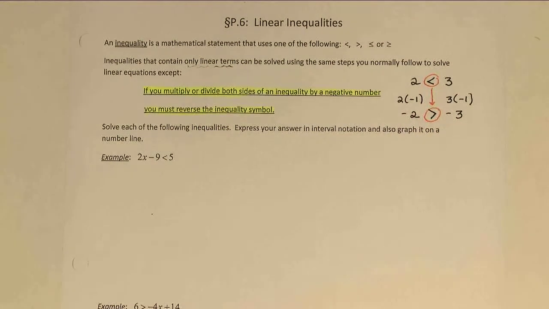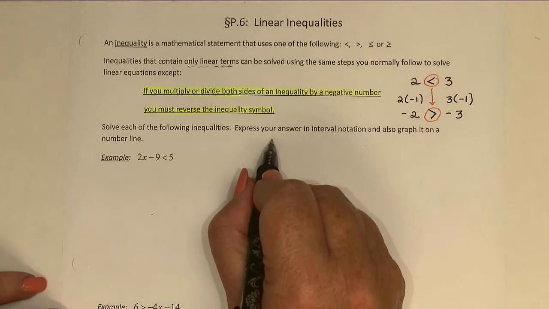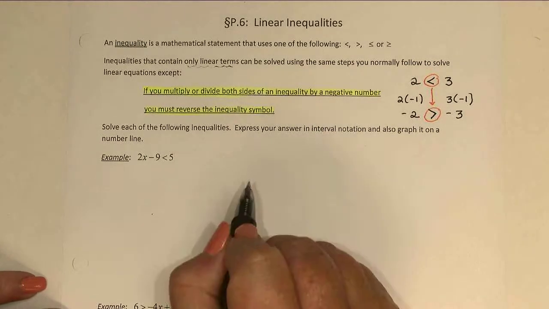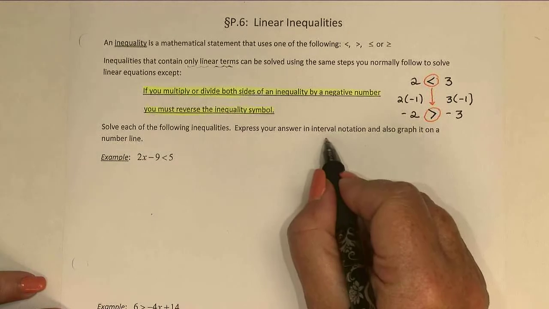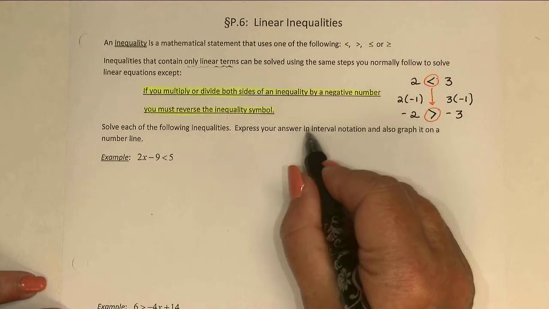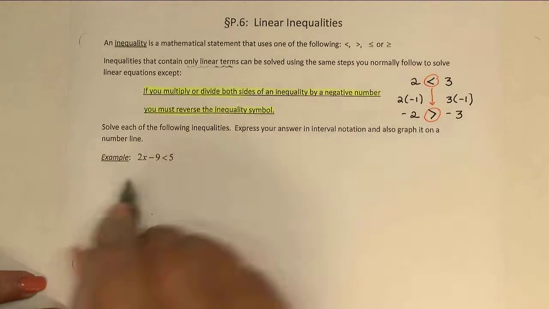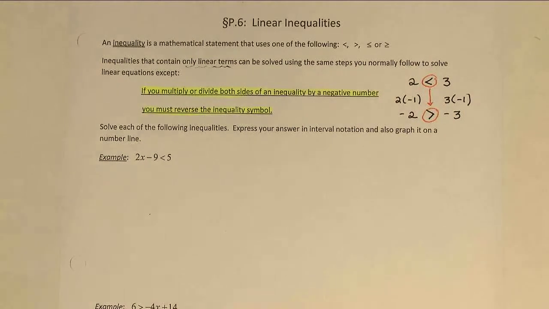That's just a simple little example to show you how it happens, but keep in mind anytime you're solving an inequality, if you multiply or divide by a negative number, you will have to reverse the inequality symbol. We'll take a look at a couple of examples. In addition to solving the inequalities, we're also going to practice something else. We're going to practice our interval notation, and then we'll also graph our solutions on a number line so we can visualize them.